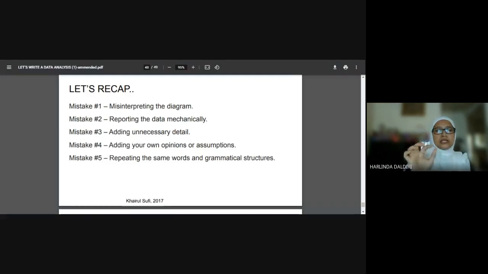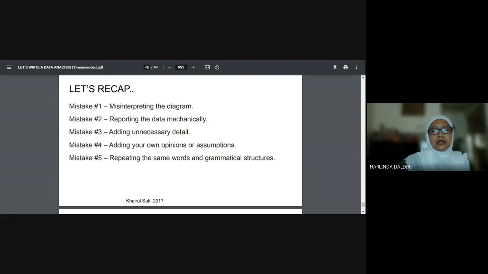You use transition words: however, by the way, consequently, in addition, and so on. When you use these transitions, your sentences will not appear too mechanical. Mistake number 3, adding unnecessary detail. Like I mentioned just now, do not add any reasons. Mistake number 4, adding your own opinions or assumptions, similar to number 3.